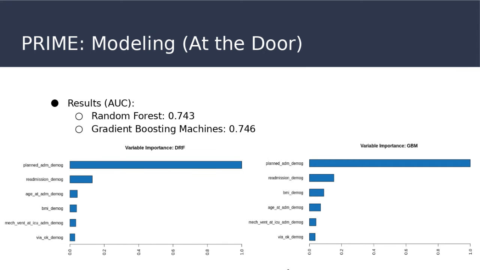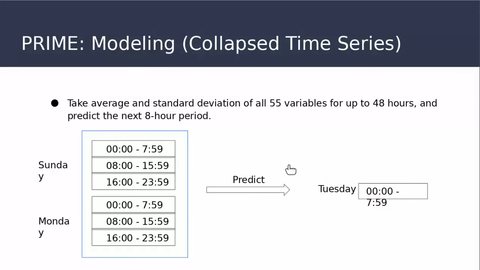So in the next approach, we're still in phase number 1. We started collapsing the time series. So we took the averages and the standard deviations of all the 55 variables for up to 48 hours before, let's say, the point that we wanted to predict. And we tried to predict the next 8 hours.